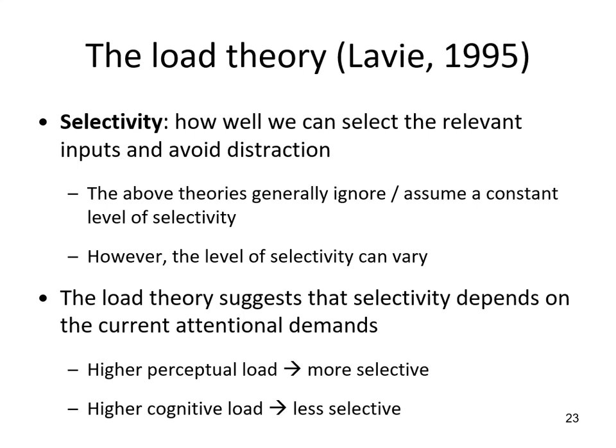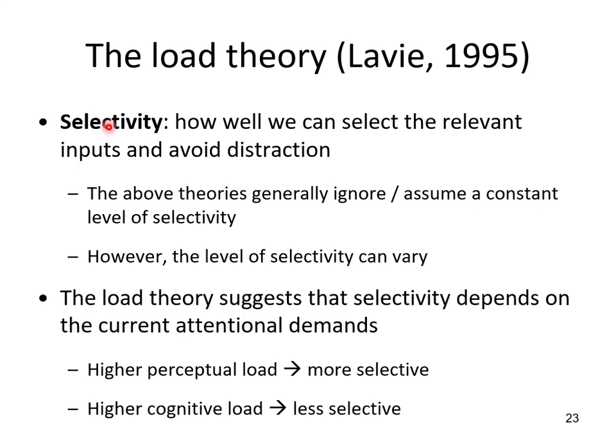Now, these theories generally ignore the issue of selectivity. But if you compare the filter theory and the attenuation theory, you are actually talking about different degrees of selectivity, right? Filter theory assumes perfect selectivity. So if you want to select this input, you really do not process that input at all, right? To some extent, it's good, because when you want to focus on something, you really will not get distracted by other things. So this would be perfect selectivity.